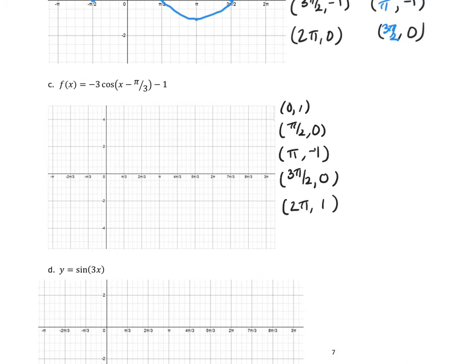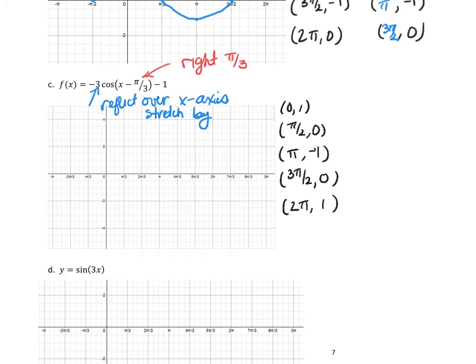Okay, let's talk about what each piece does. This is a phase shift, so this is going to go right, and I usually do that first. I'm going to go right pi over 3, so I'm going to add pi thirds to each one of those. This is an amplitude change, so it takes all my y values and reflects them over the x-axis, and I'm going to stretch by 3, so my amplitude is 3 times as high. And then my last piece is I'm going to move it down 1.